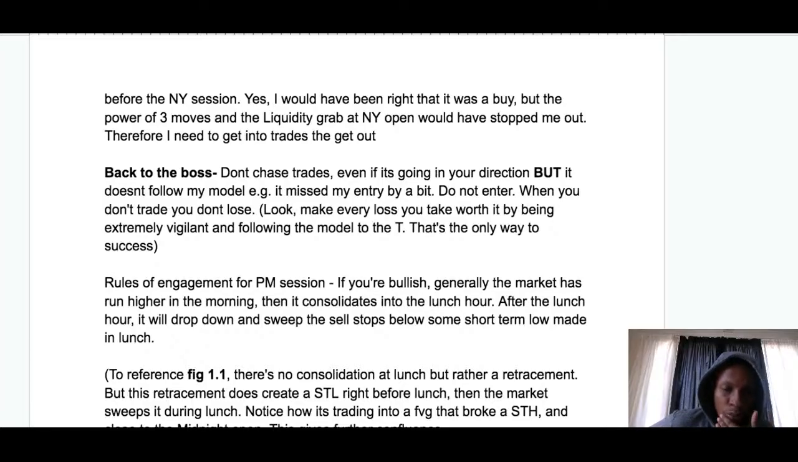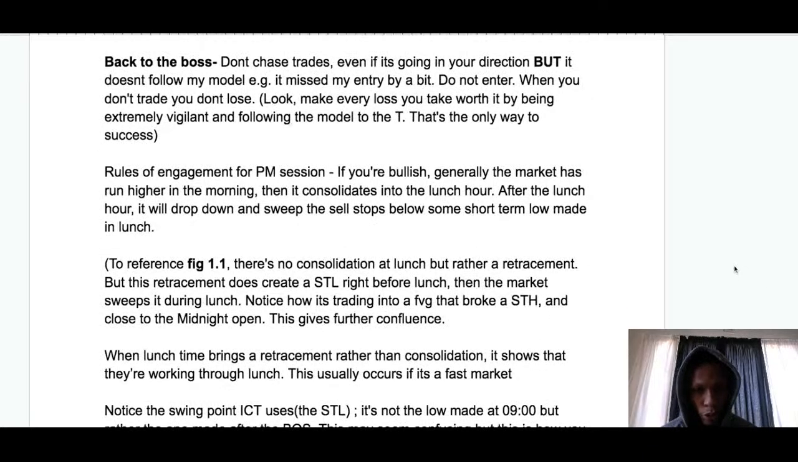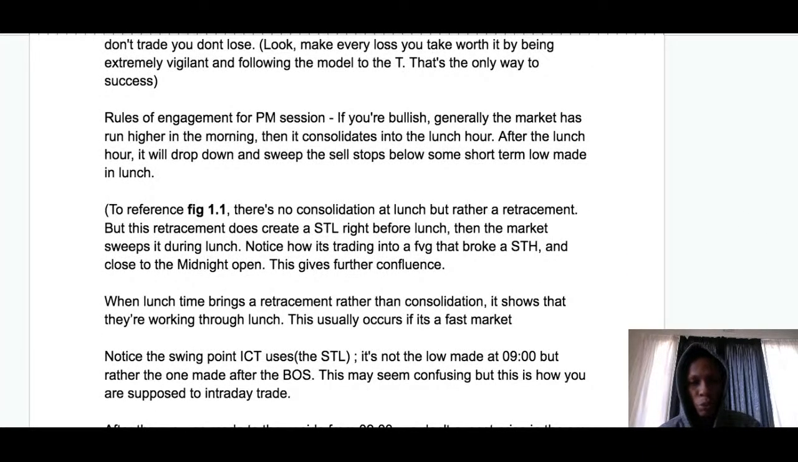Rules of engagement for PM session. If you're bullish, generally the market has run higher in the morning, then it consolidates into the lunch hour. After the lunch hour, it'll drop down and sweep the sell stops below some short-term low made in lunch. That is still applicable today. Maybe my wording back then just wasn't as good.